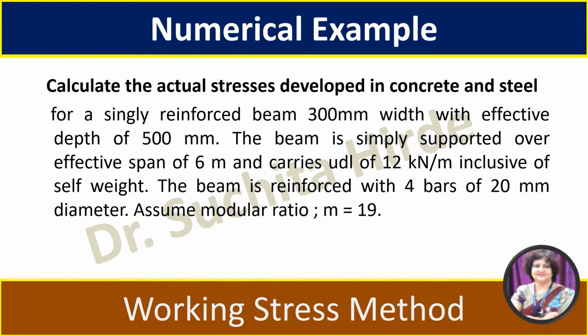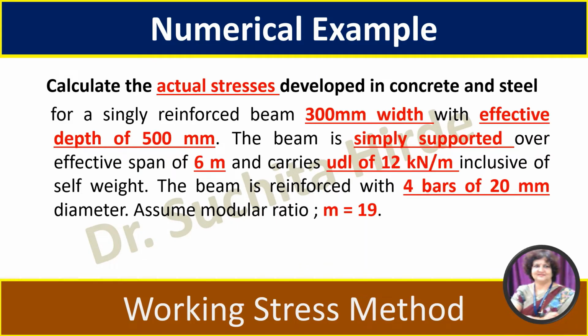Then span of the beam is given and loading is given. There are 4 bars of 20 millimeter phi and modular ratio is given. So this is the given data. Required is actual stresses. Width of the beam is 300 millimeter. Effective depth is 500 millimeter. Beam is simply supported. That means we have to calculate bending moment as WL square by 8. Then it is subjected to uniformly distributed load of 12 kilonewton per meter.